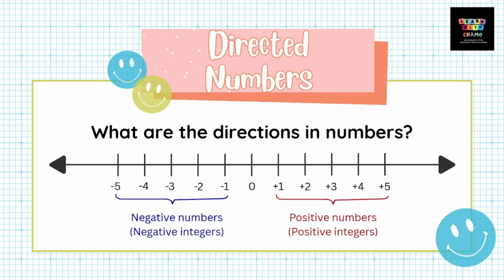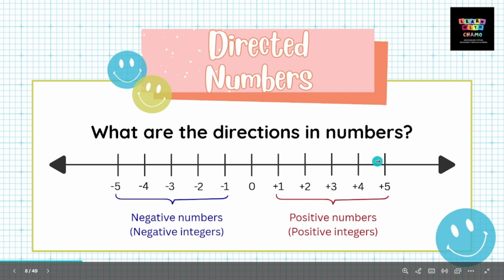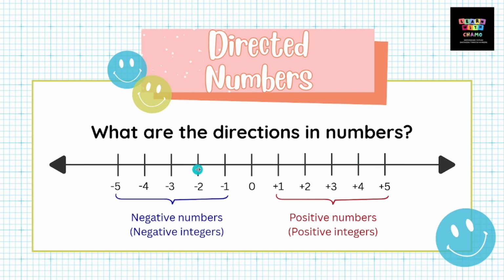Can you see here positive numbers, negative numbers, and apart from these two, there is another special number, that is 0. 0 is neither a positive nor a negative number. So the right of this number line represents positive numbers, the left side represents negative numbers. Starting from minus 1, minus 2, minus 3, minus 4, it will go like that.